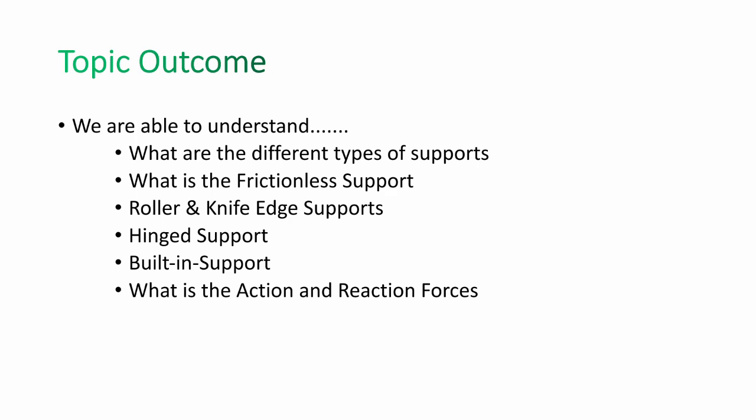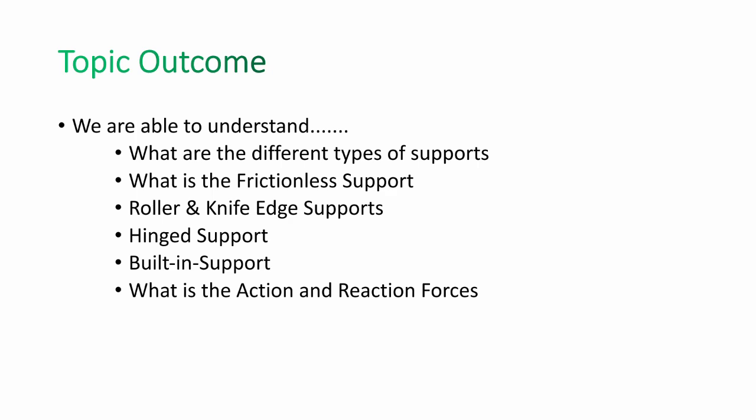So what is our outcome from this discussion? We are able to understand the different types of supports. Here the supports we provide are to restrict the free motion of a body. That means we are giving constraints to that body, so that the body can take the load, and power transmission, everything takes place. What is the frictionless support? Already we have discussed. When a body is contacting a frictionless support, normal reaction forces are generated at the contact point.